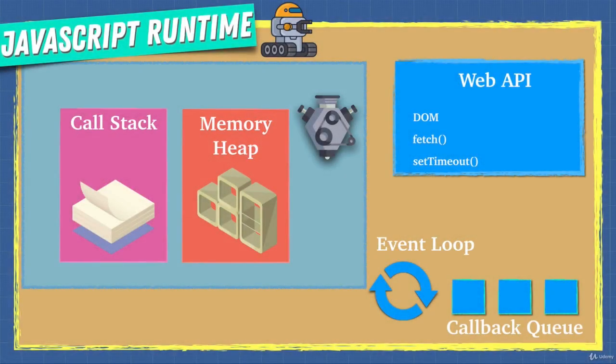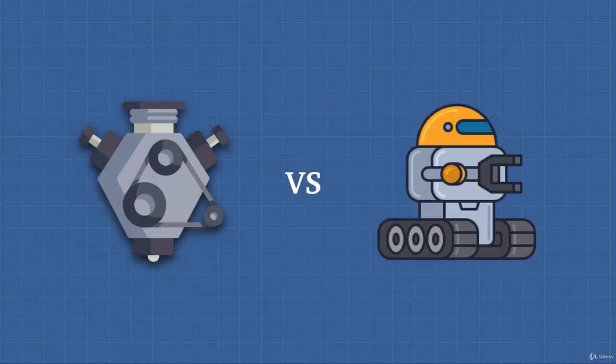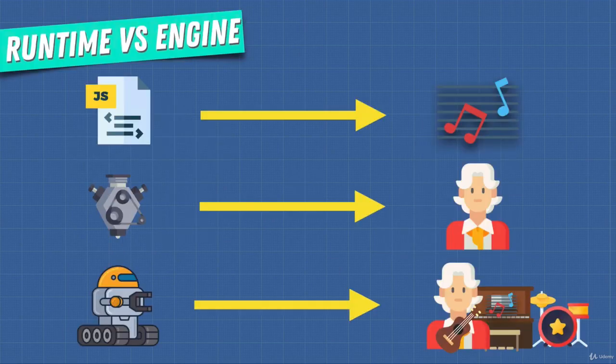Welcome back. We've done a brief run-through of the JavaScript runtime and asynchronous JavaScript. Now, this is something that we're going to get into a little bit deeper later on in the course, but I hope by now you should have a good understanding of the difference between a JavaScript engine and a JavaScript runtime. The way that I like to think about it is like this.